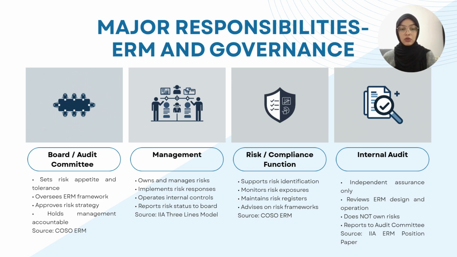And then third, we look at the risk and compliance function for ERM. The risk and compliance function coordinates risk management activities, maintains registers, monitors risk exposure, and provides guidance on risk assessment and compliance requirements. And lastly, we also look at internal audit. Internal audit provides independent assurance on governance, risk management, and controls. It also evaluates whether the ERM framework is designed and operating effectively and reports its findings to the audit committee.